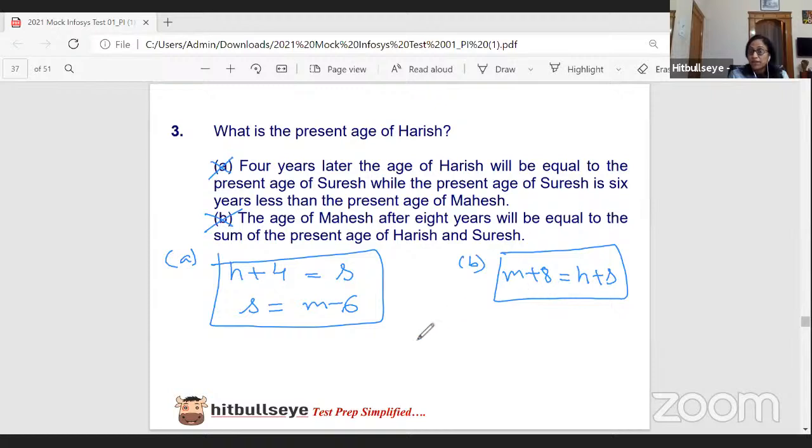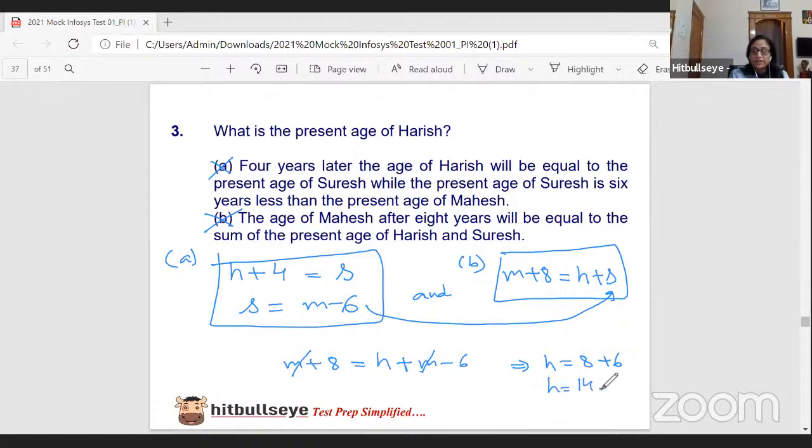Of course, now I can just try to connect them. If I use both the informations together, you all are saying the correct answer, I can definitely solve it. How? You see the connection here. S is M minus 6. Just put this equation here on this side. M plus 8 is equal to H plus S. And I'm putting S as M minus 6. And yes, I quickly get to know the answer. H is 8 plus 6. So Ayush, it's 8 plus 6.